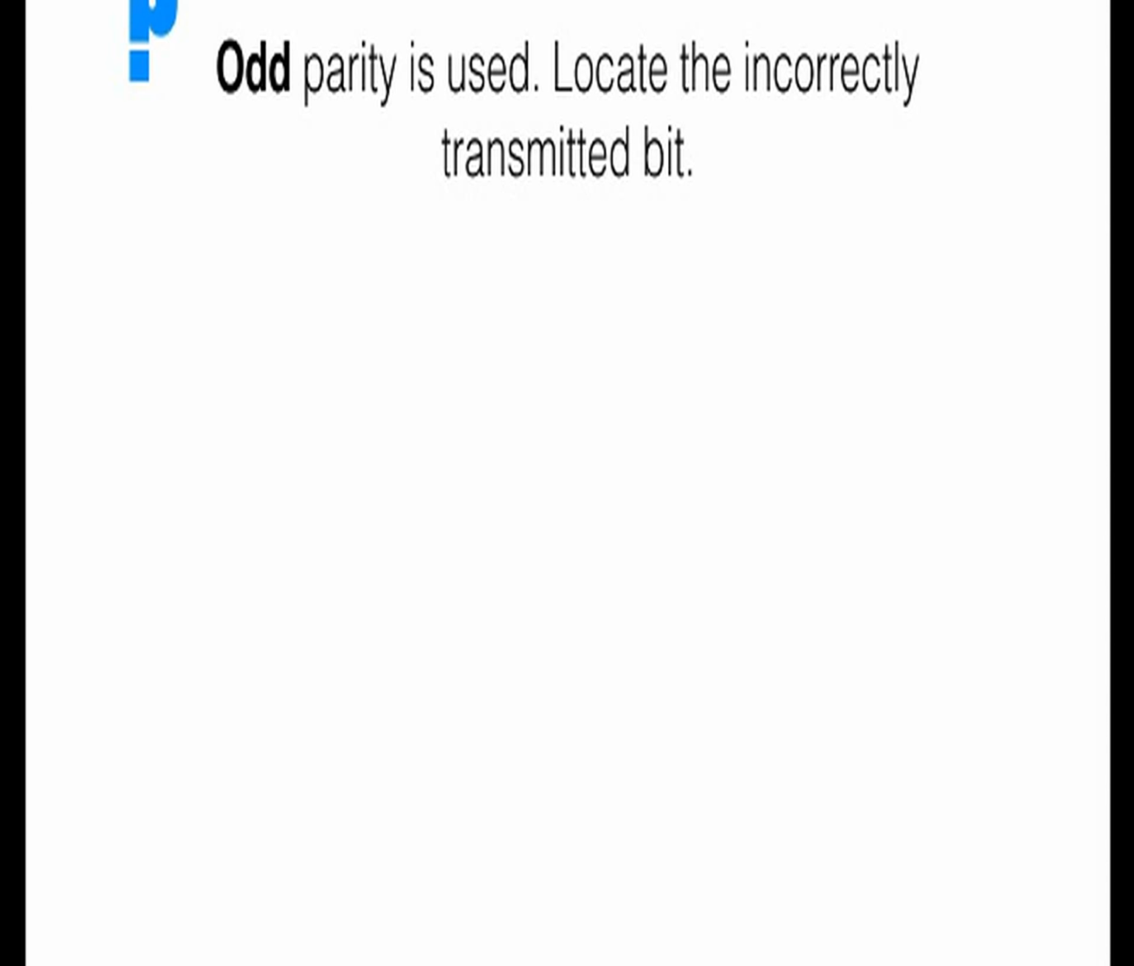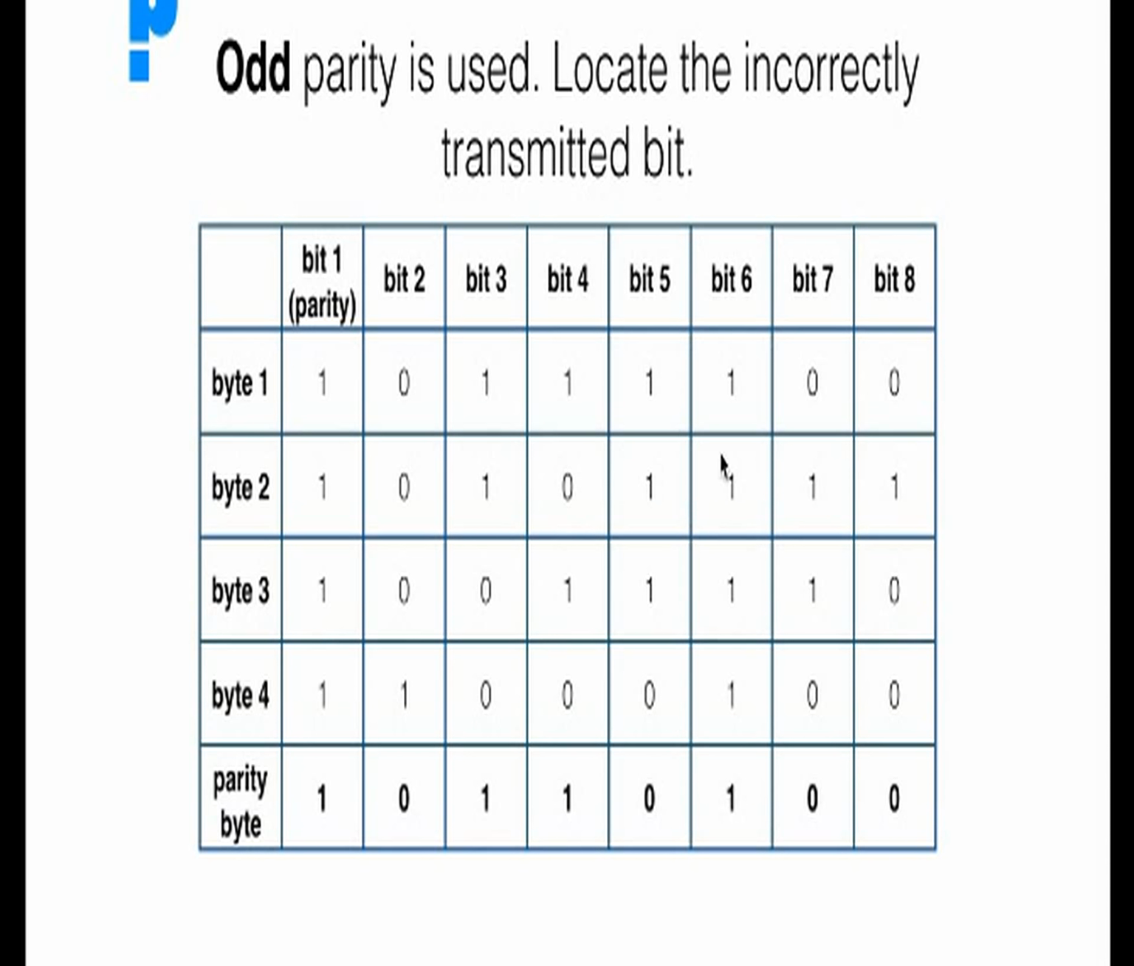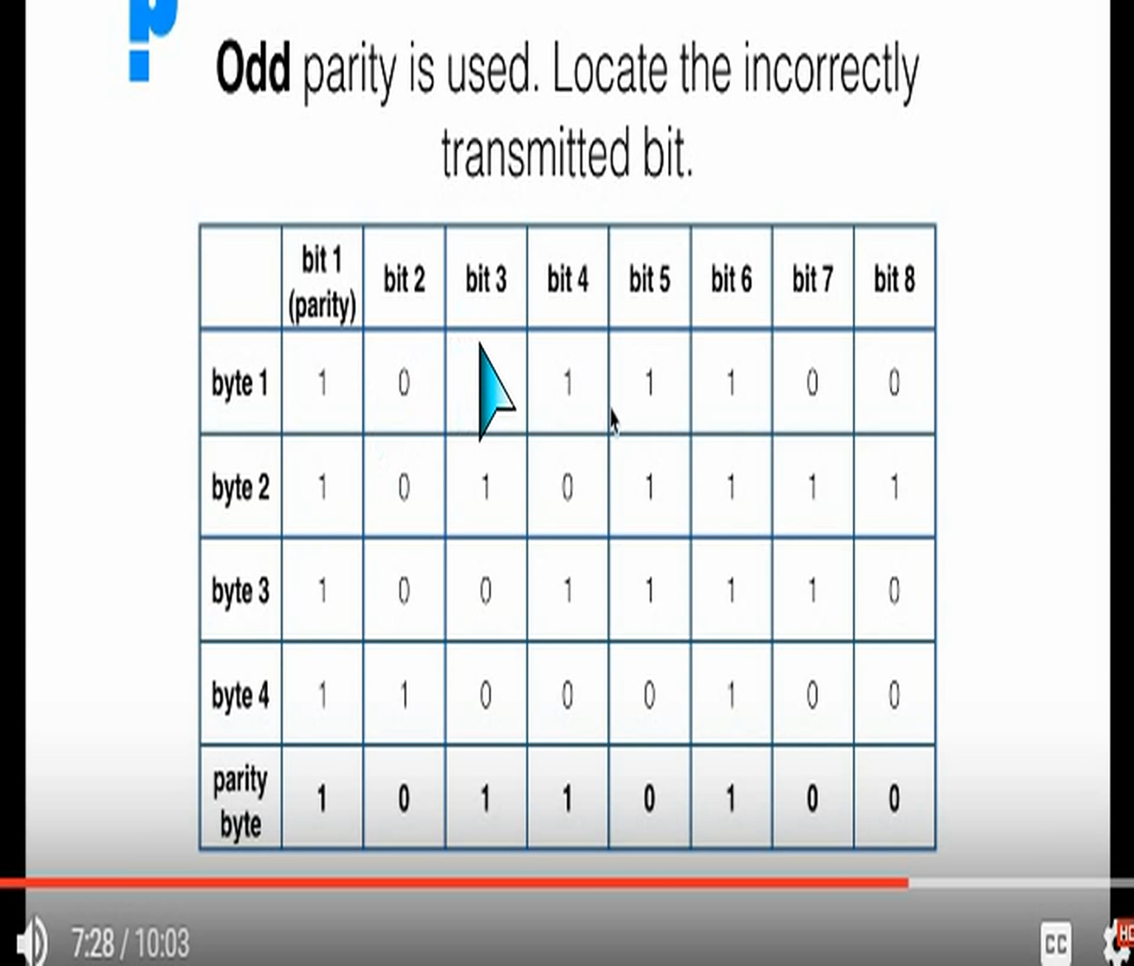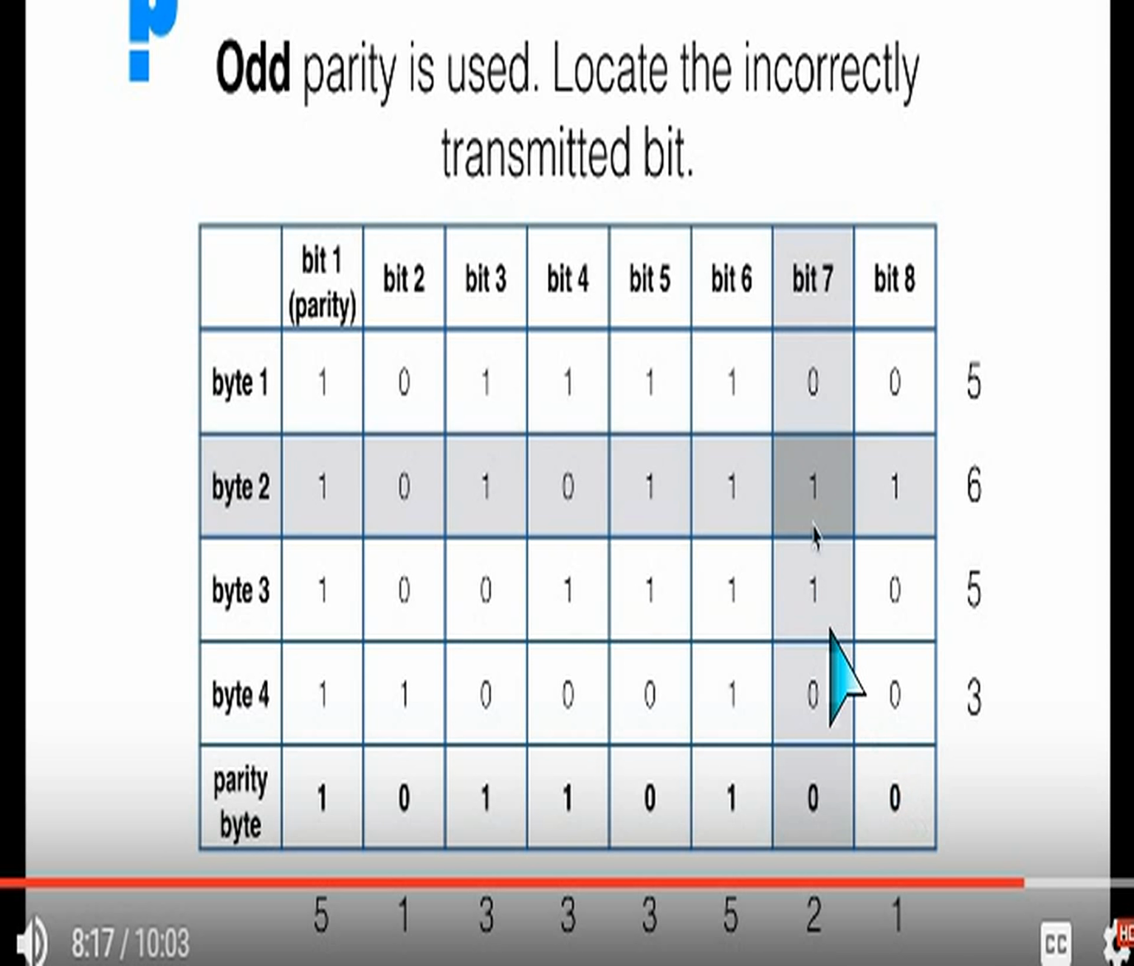Here's a question. Odd parity is used. Locate the incorrectly transmitted bit. Again, we count the rows. 1, 2, 3, 4, 5. 1, 2, 3, 4, 5, 6. 1, 2, 3, 4, 5. 1, 2, 3. And we don't include the parity byte because, remember, it's calculated from the vertical counts, so we don't have to count that. Clearly, 6 is the only even number here, so it must be in byte 2. Let's find out which bit it is. We count that, that should get 5, 1, 1, 2, 3, 1, 2, 3, 1, 2, 3, 1, 2, 3, 4, 5, 1, 2. Here we are, the 2, and this is 1. So it must be here. This is the only even number here. So that must have been transmitted incorrectly.